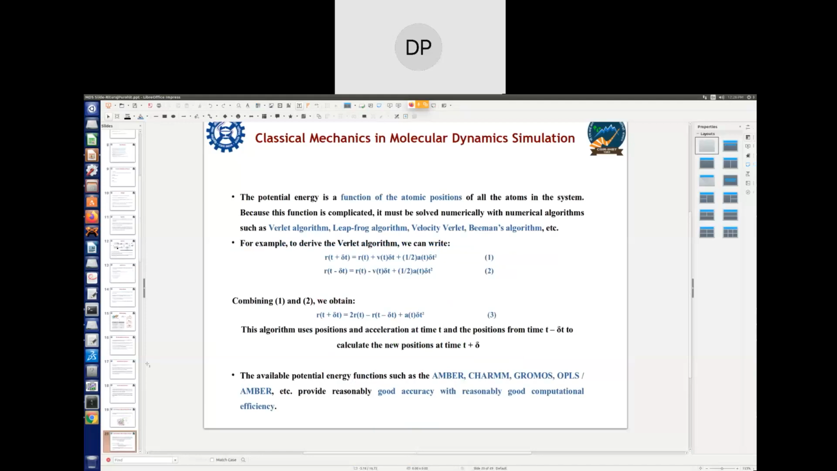Next slide, yeah. The potential energy is a function of the atom positions of all the atoms in the system. Because this function is complicated, it must be solved numerically with a numerical algorithm, that is the Verlet algorithm. The Verlet algorithm says that you need to observe the position and velocity at a particular time delta t, and what will be the position at minus delta t.